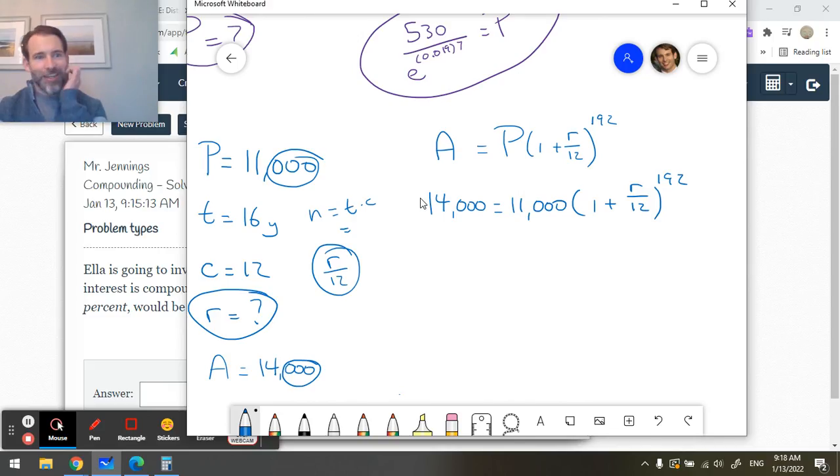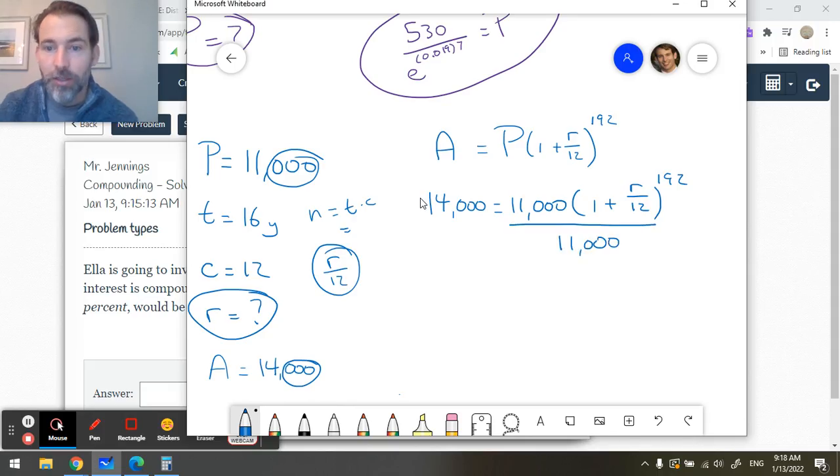You can think of it like the enemy's weak point, and this is armor, and even the stuff inside here is internal armor. You need to find the weak point through all the armors to find that number. The way we do it is by peeling back layers of armor. The first layer that we can peel back is to divide both sides by 1100, the loose multiplication out there. And then we get 14 over 11 equal to 1 plus r over 12 raised to the power 192.